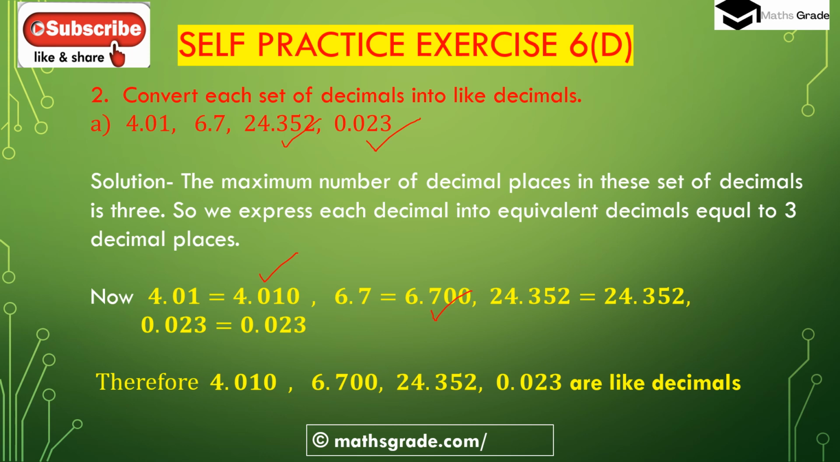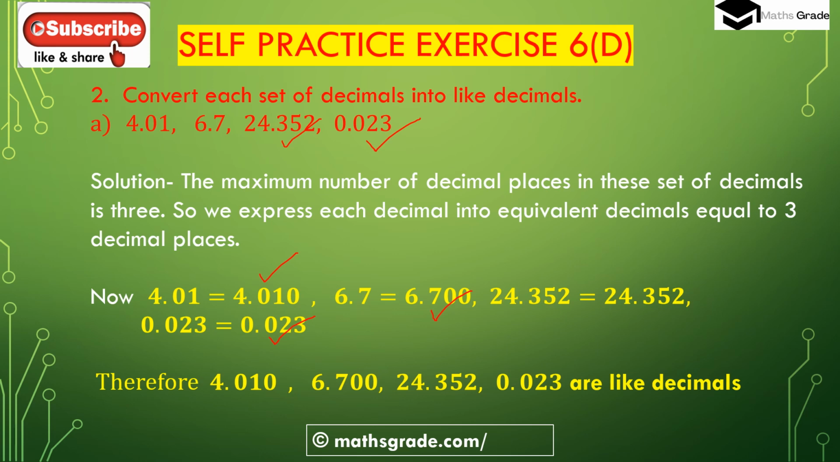24.352. Now 24.352 already has 3 decimal places after the decimal point: 352, 3 decimal digits. Now 0.023 also has 3 digits after the decimal point, which is an equivalent decimal with the decimal numbers 4.010, 6.700, 24.352.